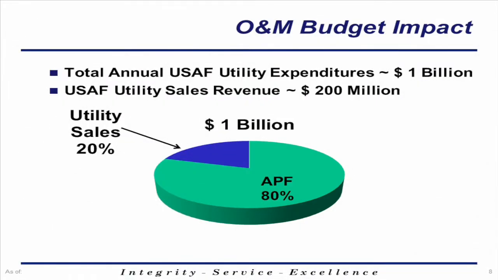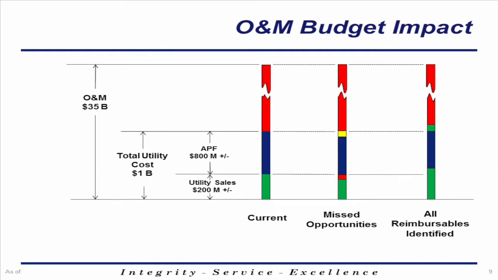This slide shows a small view of the United States Air Force utility budget. The budget is approximately $1 billion, and out of that $1 billion, the Air Force collects $200 million from utility sales customers to cover the cost of those utility services. Utility sales reimbursement is a significant revenue towards the utility budget.